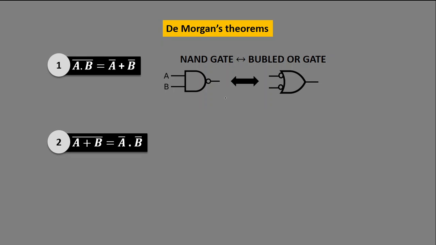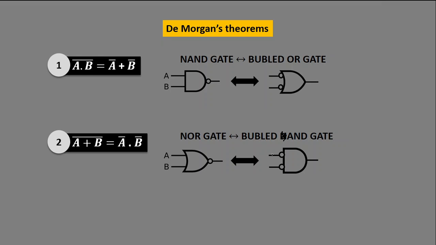And the second law says that the complement of OR is equivalent to the complement of A and complement of B, which is nothing but a NOR gate equivalent to a bubbled AND gate. Sorry, there is a printing mistake here; this should not be present. This will be a bubbled AND gate, not a NAND gate, right? So the diagrammatic representation will be like this. This is the NOR gate's diagram, and this is an AND gate whose inputs are complemented. So this is a bubbled AND gate, right?